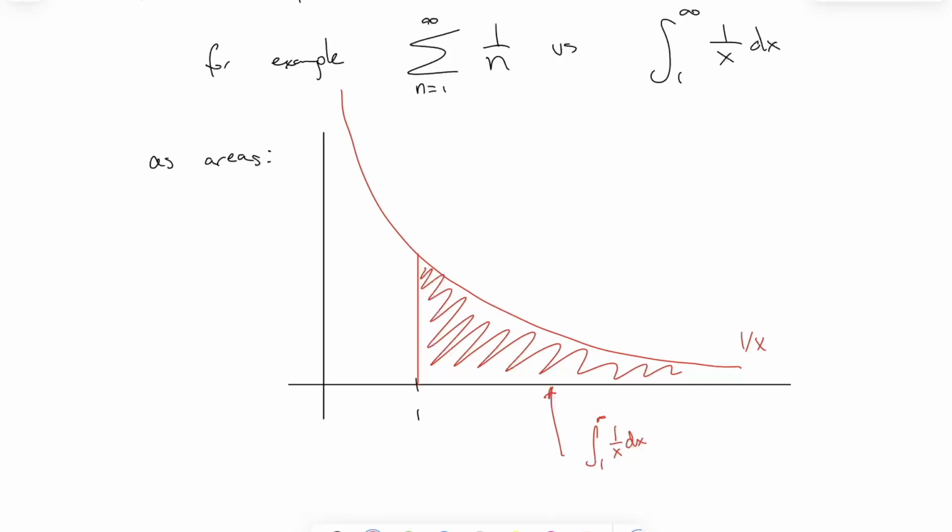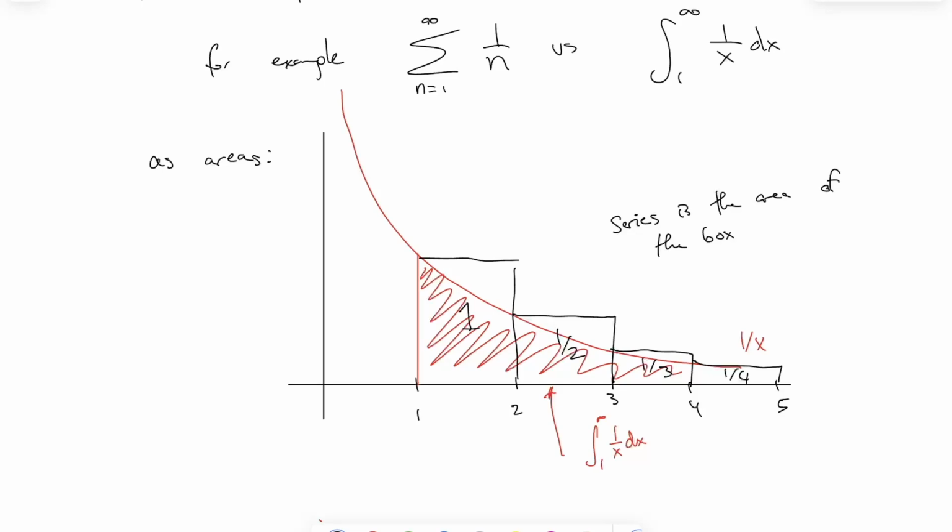And how would I represent the series 1 over n? You can fit it into this picture by making it into a Riemann sum. So this plus this plus this plus this, right? That first one has area 1. The next block has area a half, a third, a fourth, right? I know this might be hard to draw. I hope you can see it fairly well, though. So the red area is the integral, and the series is the area of the boxes, right?